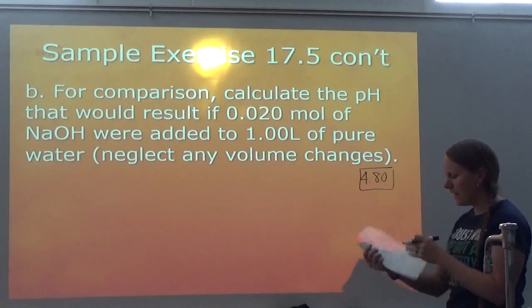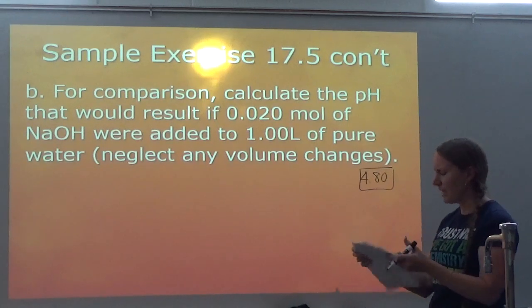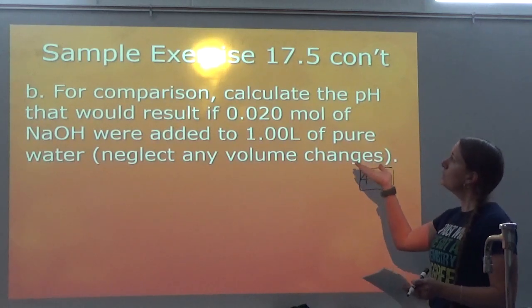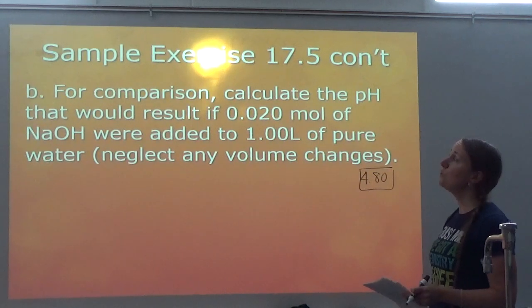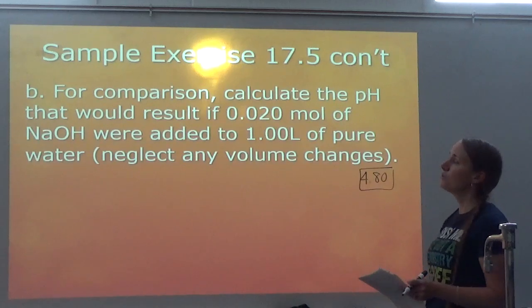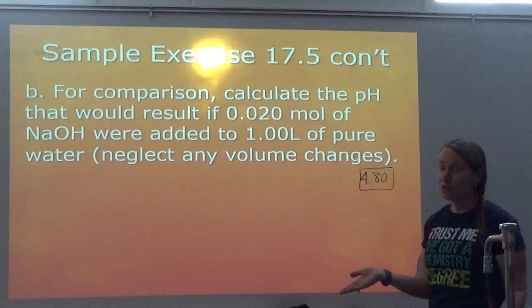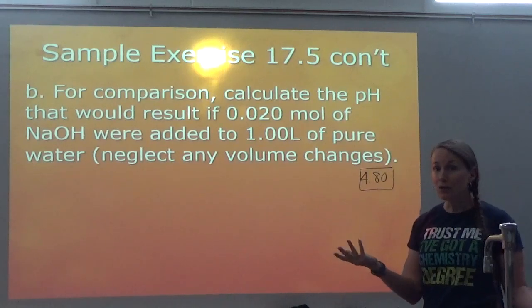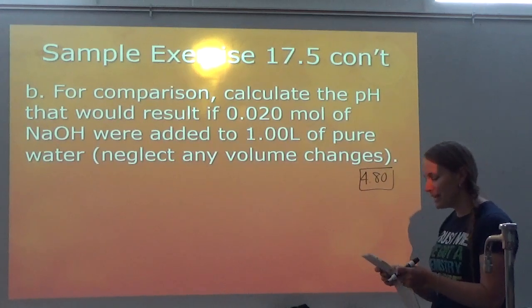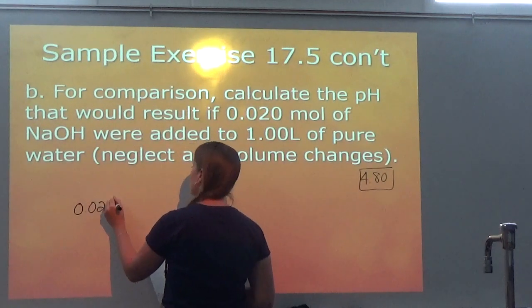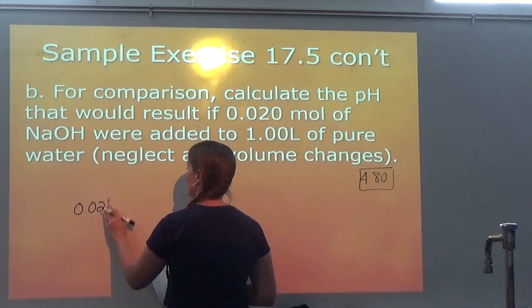Alright, and that was when we added our sodium hydroxide, so it was 4.80. So it says, for comparison, calculate the pH that would result if you just added 0.02 moles of sodium hydroxide to 1 liter of pure water. So in this case, we don't have a buffer, so let's see what would happen to our pH there. So here we have 0.02 moles.